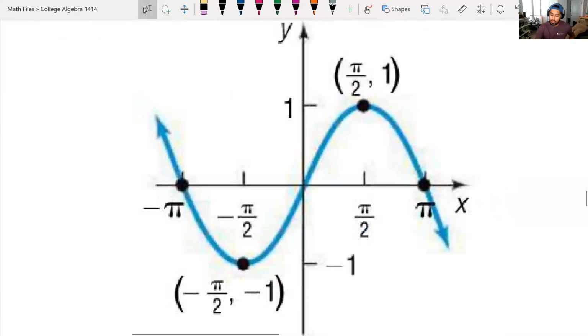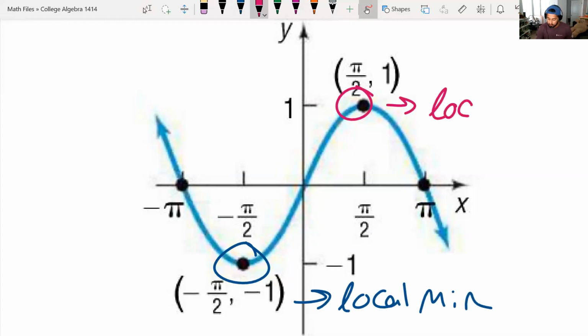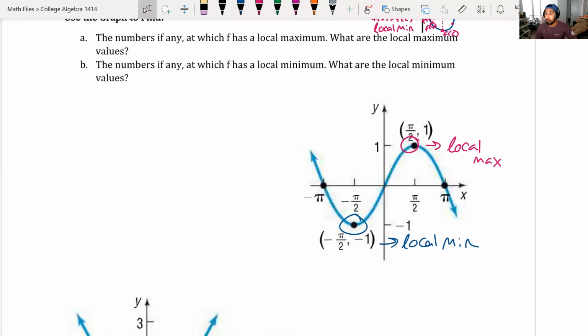So look at the first graph, and we'll read it from left to right. When we read it from left to right, we see that right here is going to be a local minimum. It is a low point on the graph. So this is a local minimum. And then, again, reading from left to right, we get to a high point on the graph. This is a local max. That's it. There's nothing to it. Just look for a high point and a low point on the graph. That's it. Okay.